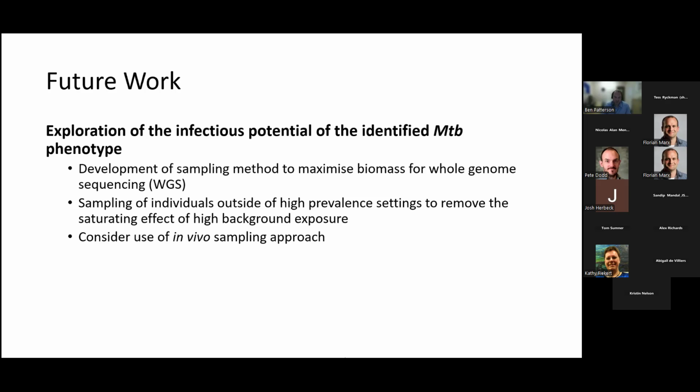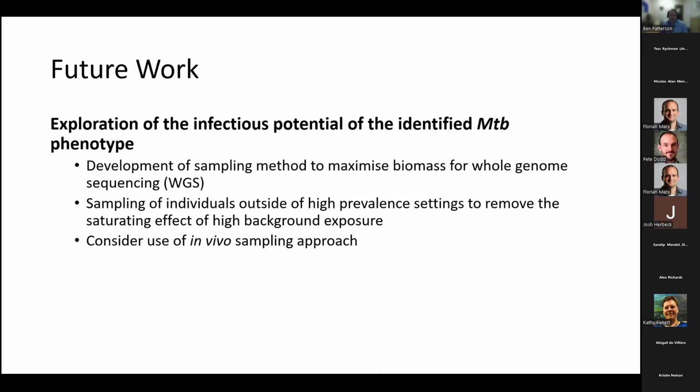We've also thought about exploring individuals in lower prevalence settings, so that it's easier to demonstrate transmission. And finally, I'm not sure I'm too supportive of this, but the idea of using in vivo sampling or guinea pig sampling might be something that would need to be considered.